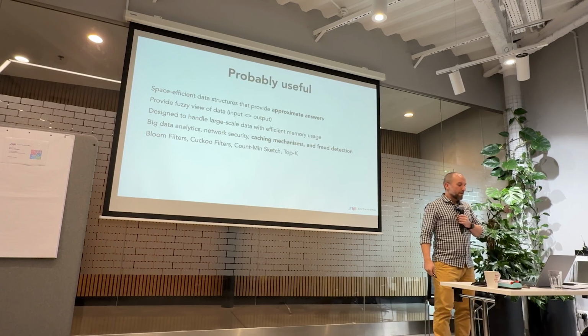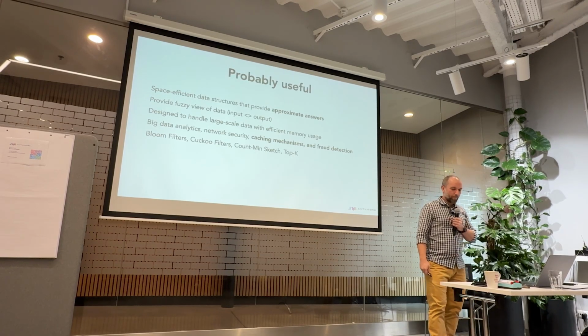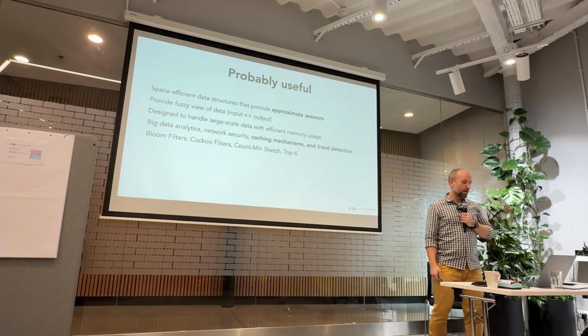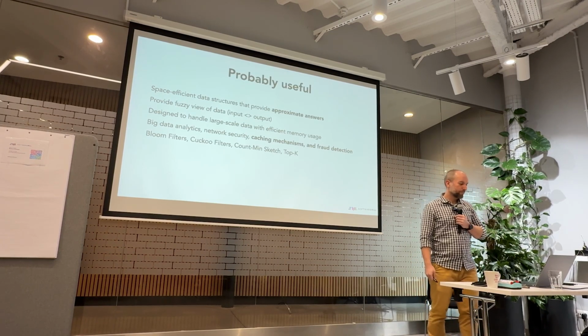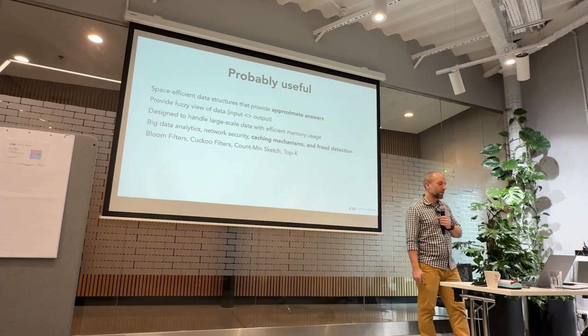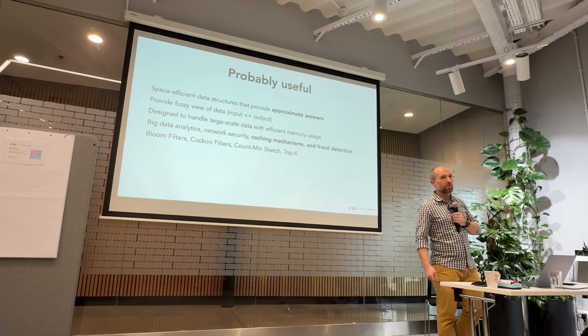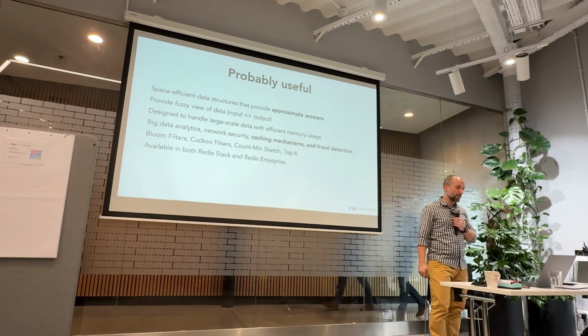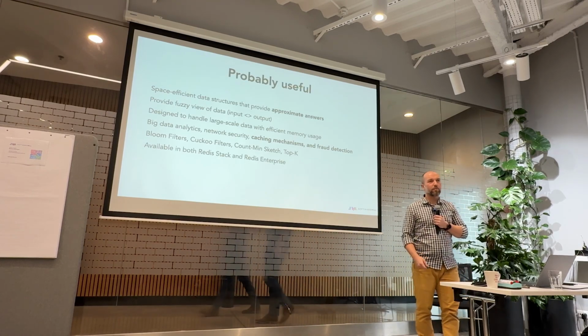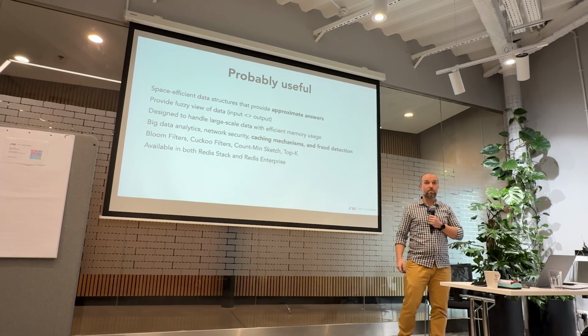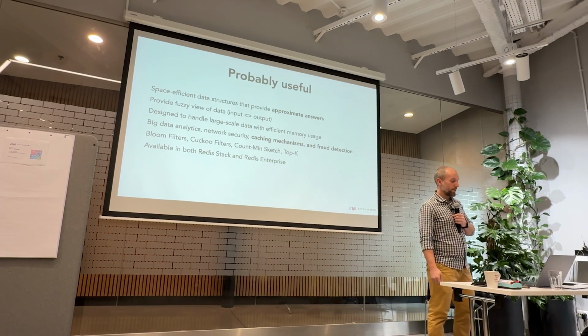Basically, they contain 4 structures: Bloom filters, cuckoo filters, count-min sketch, and top-K. These are the 4 that are supported. We'll look at only the first 2 because they are suitable for the use case at hand. They are available in Redis Stack, which is now going to be, if I understand it correctly, Redis 8. And they are also available in Redis Enterprise, obviously.